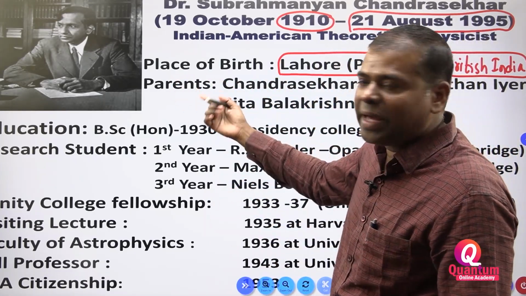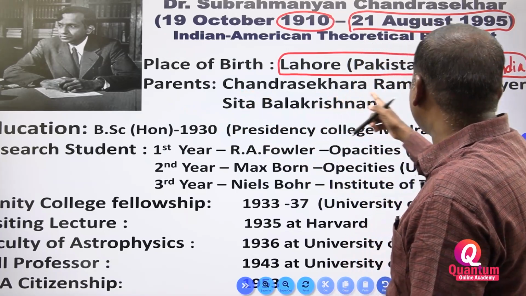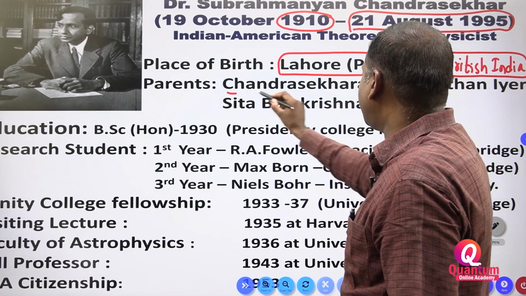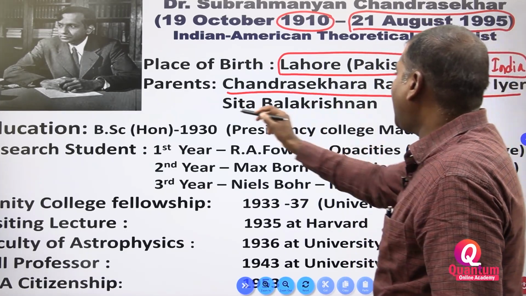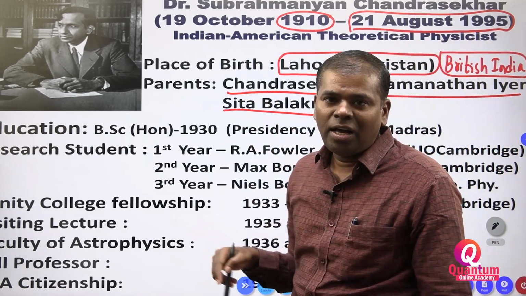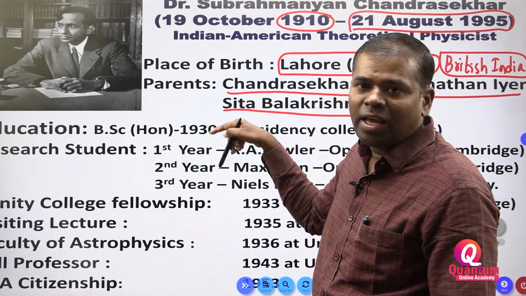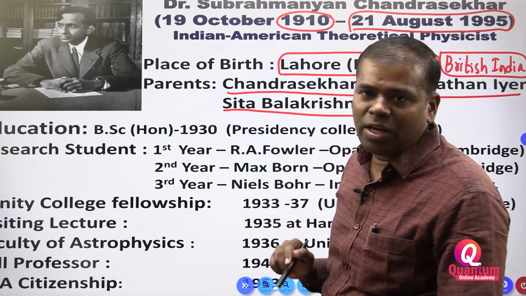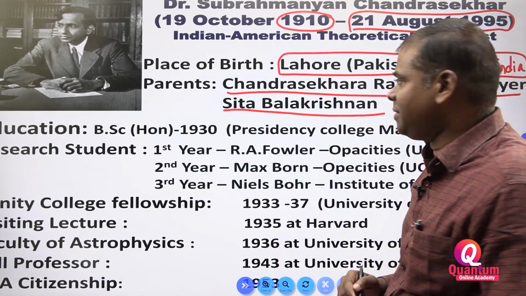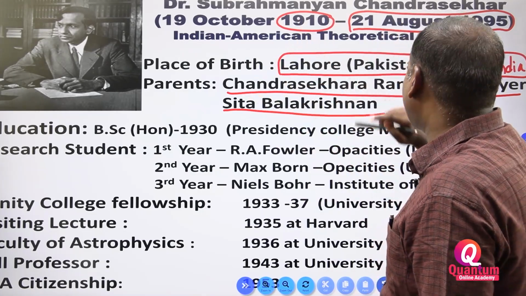His parents were Chandrasekhara Ramanathan Iyer and Sita Balakrishnan, his father and mother. To them he was born on 19th October 1910: Dr. Subrahmanyan Chandrasekhar.